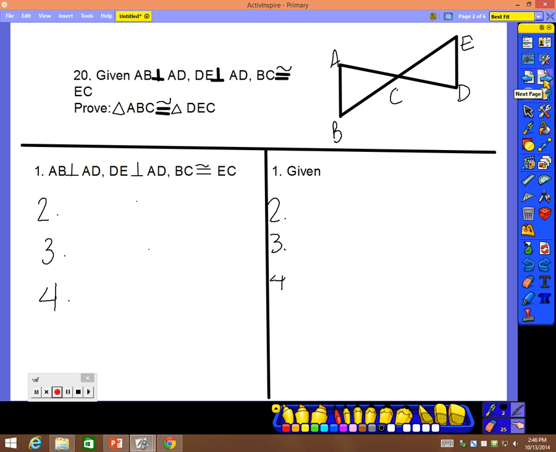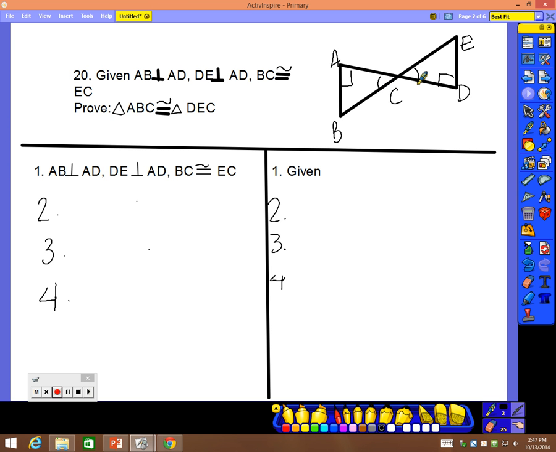Now class, I hope you're following along. Let's look at 20. My given says that AB is perpendicular to AD. AB perpendicular to AD, so I'm going to draw a right angle box. And DE perpendicular to AD, so here's another one. So right there I've got a clue. I've got a set of angles congruent to each other because they're both right angles. And I'm also seeing a vertical angle, so I'm going to mark it. Remember to go back to that vertical angle.